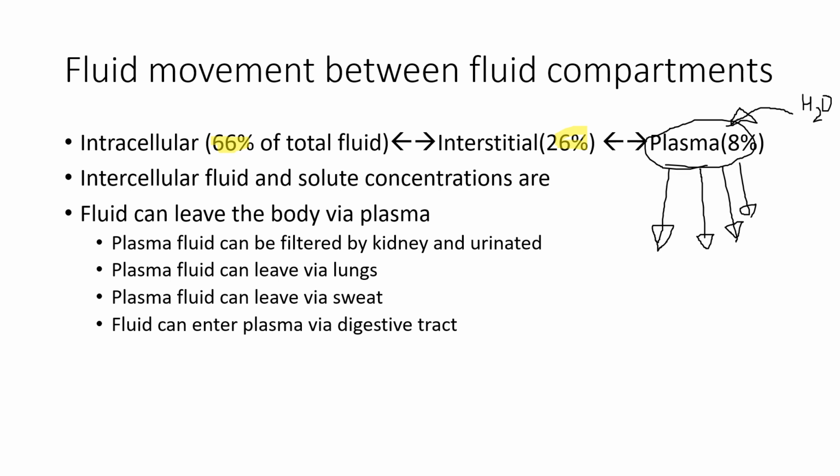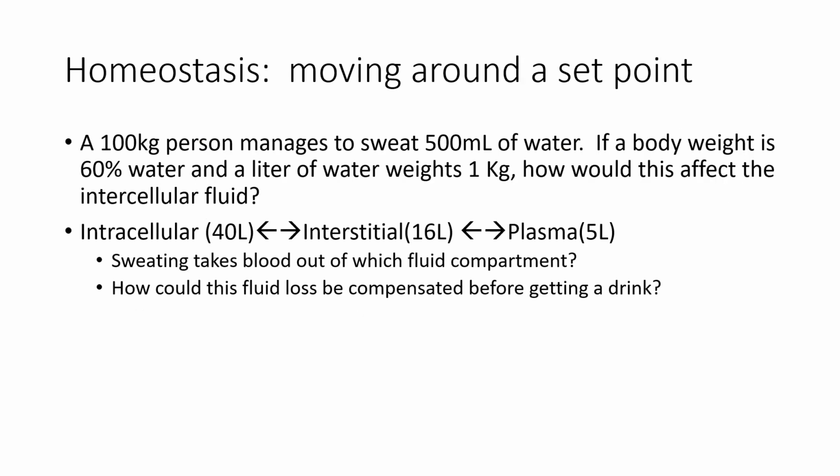From your plasma, part of it goes into the interstitial, and you can see how much difference there is as you go into bigger and bigger places. So you can actually filter it via kidneys, via lungs, sweat, and you have the digestive tract. Now remember, homeostasis, it's moving around a set point. Technically it means same, not moving. It tends to be in the set point and it doesn't move.